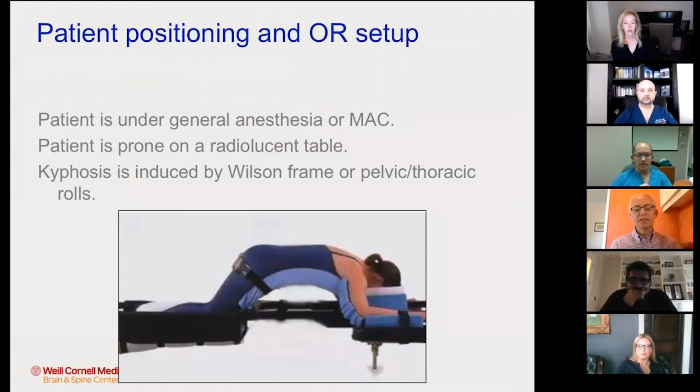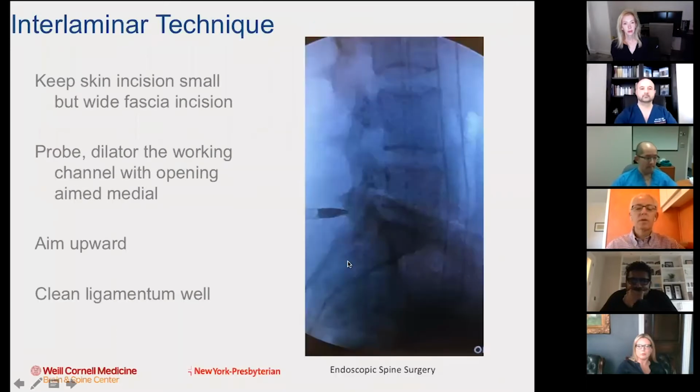In terms of patient positioning, I do this under general anesthesia, although many people will do it awake or under slight sedation. Patient is prone on the Wilson frame on the Jackson table. Some tips on the interlaminar approach that I mentioned the other day: it's very helpful to keep the skin incision small.